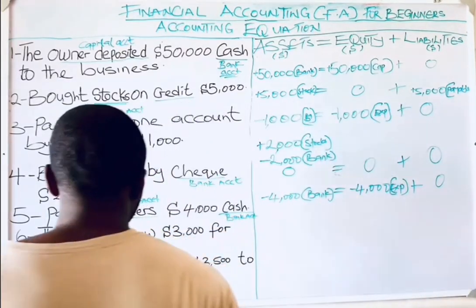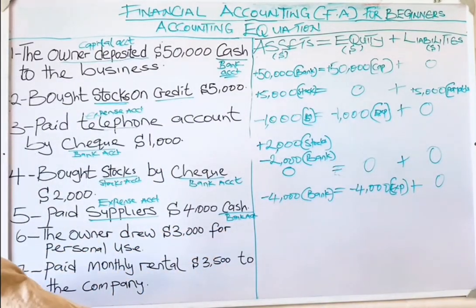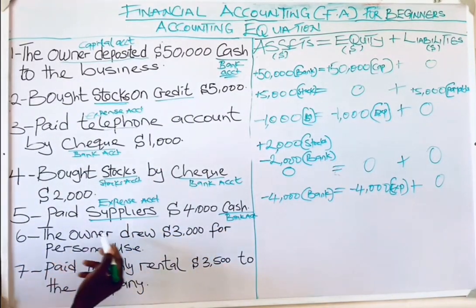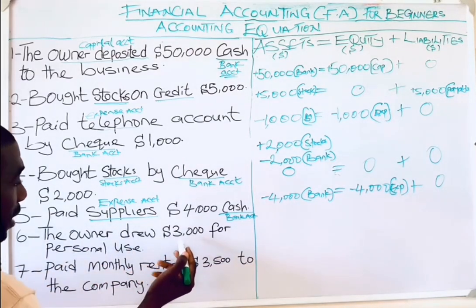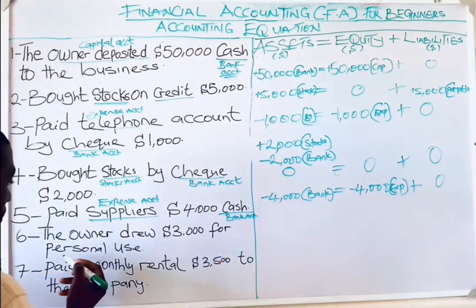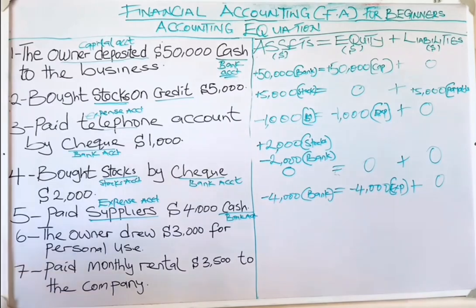Let's proceed. For the purpose of you, the beginners, the owner drew 3,000 for personal use. Please just do this transaction for us, just a minute. Pause the video, just do it for a minute and see where it will be the same with your working.